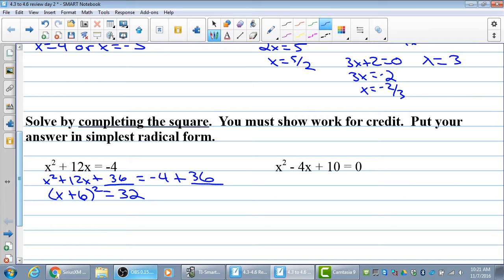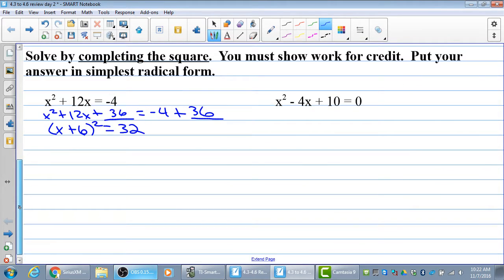Well, now to get rid of the square, we can square root. And of course, we're never going to forget plus or minus. I'm sure there's no way that will happen on the test. Did you pick it up on my sarcasm?